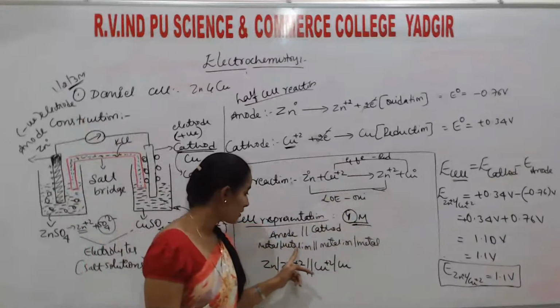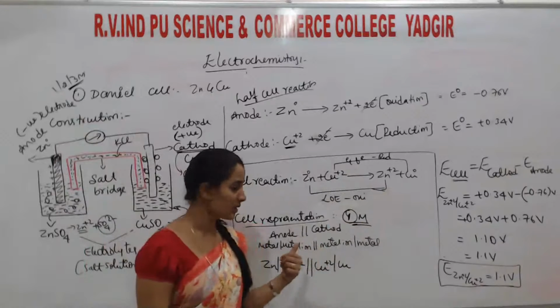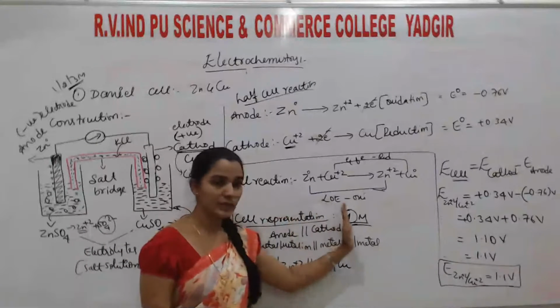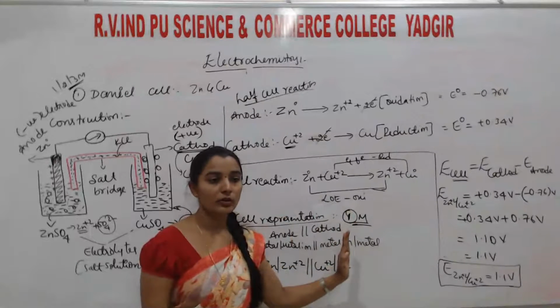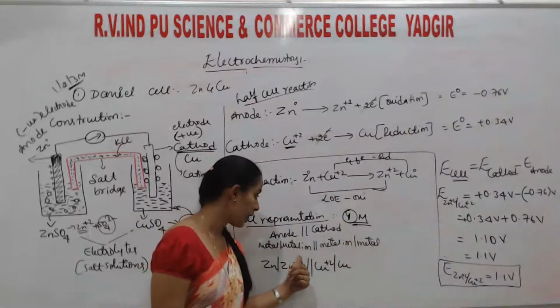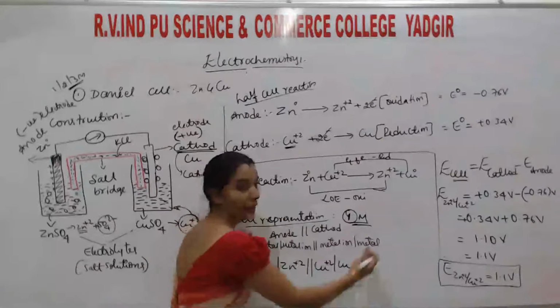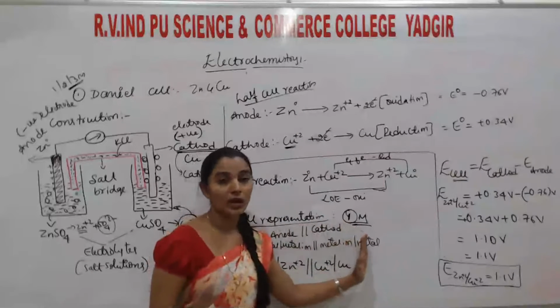Okay, this one is cell representation. How to represent the cell? Initially, anode is on the left side, then salt bridge, then cathode. Metals are at the extreme left and extreme right.